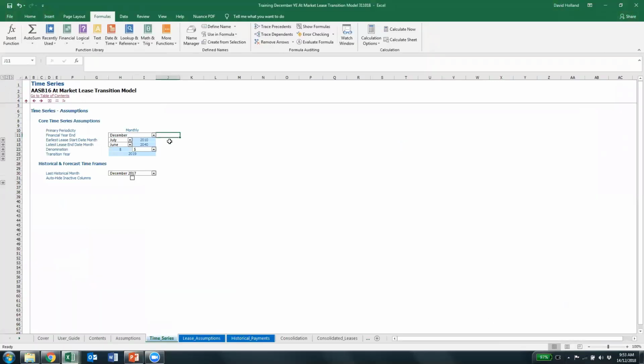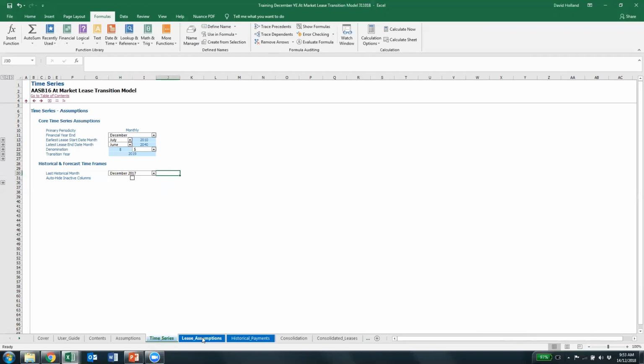You'll see here that we've changed the financial year end to December. We haven't had to change the lease earliest start date or ending date. Our leases are within those boundaries. No need to change if you don't need to. But the transition year has changed because this standard kicks off 1 January 2019, which means for December year ends, they need to transition at 31 December 2019. So the transition year has changed.